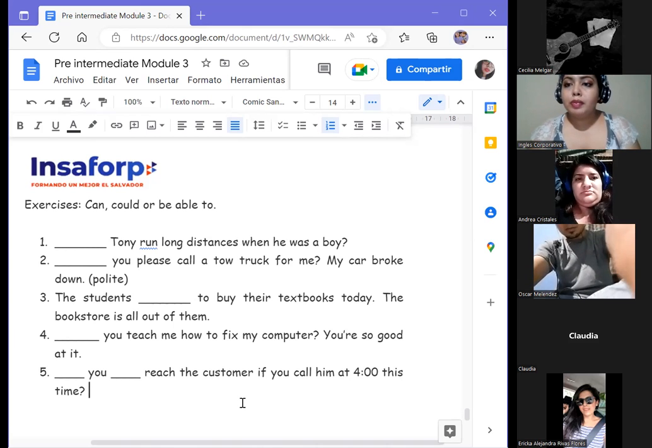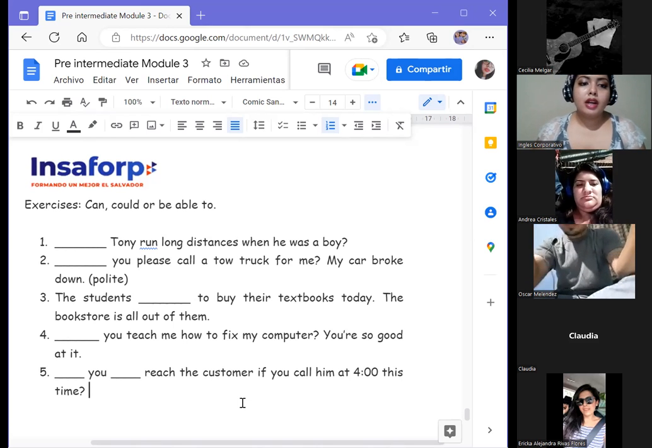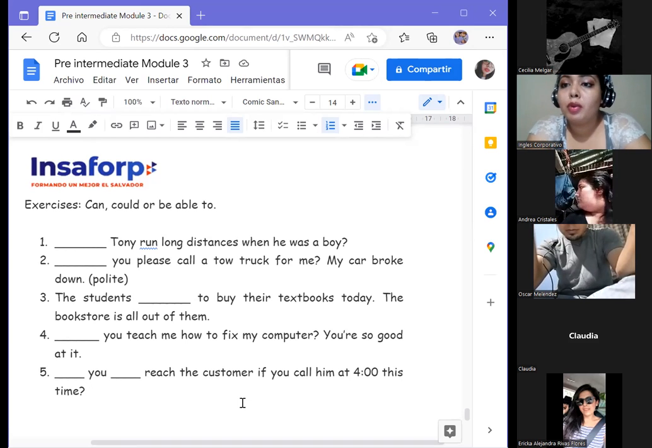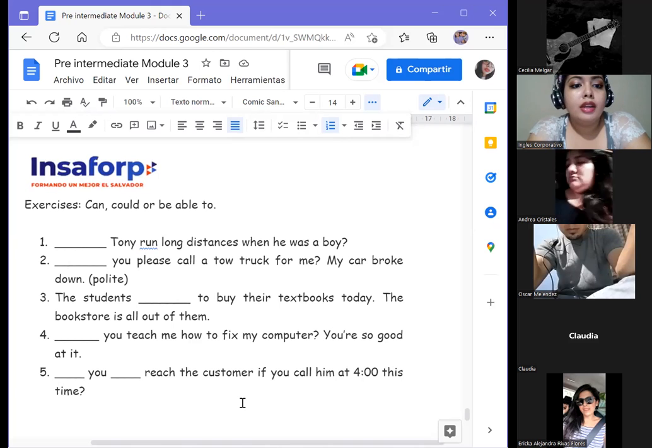Number 2, blank you please call a tow truck for me? My car broke down. Polite question. What words are we going to use for a polite request? In that case, you are asking for something in a polite way. Blank you please call a tow truck for me?